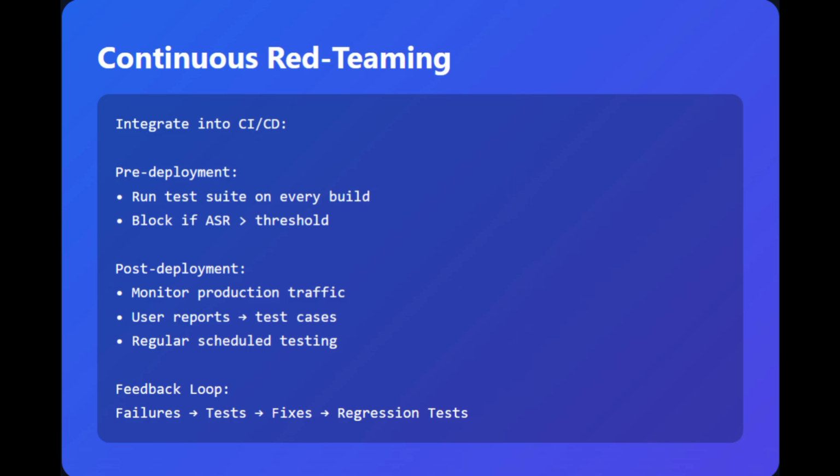This continuous testing slide is about integrating red teaming into your CI/CD pipeline, pre-deployment. For that we need to run the test suite on every build. If the attack success rate exceeds your threshold, then block the deployment automatically. No humans need to make any judgment calls there. The metrics decide.